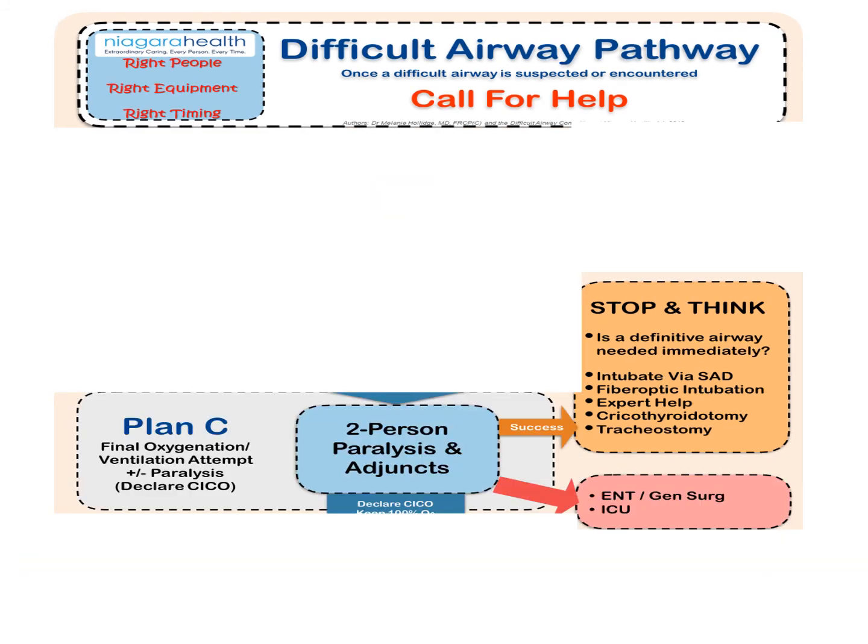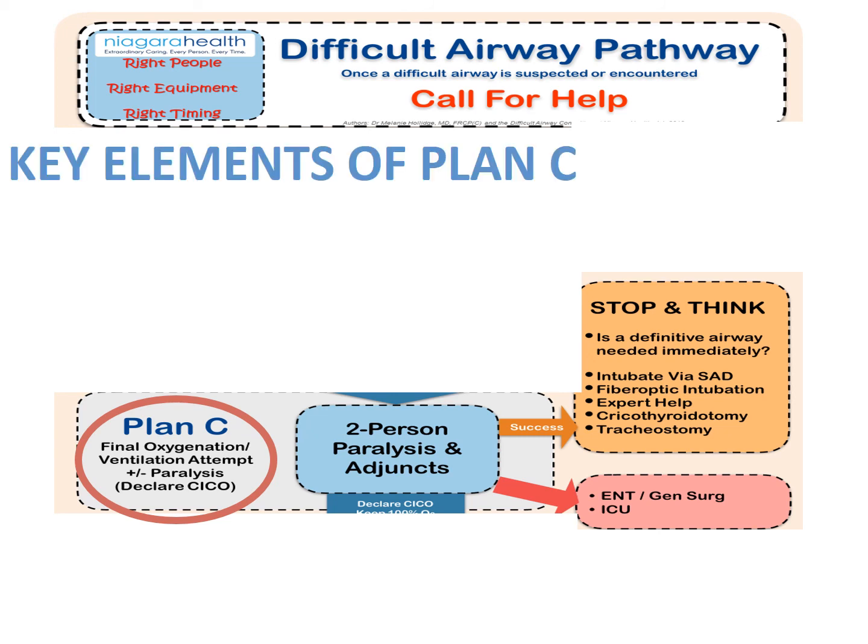We're now going to move on to the key elements of Plan C. Plan C is our final attempt at oxygenation and ventilation of the patient. We've moved through A and B. We are still having difficulty getting oxygen in the patient, and this is our final attempt that also involves paralysis of the patient. Essentially, we have some key elements of Plan C.